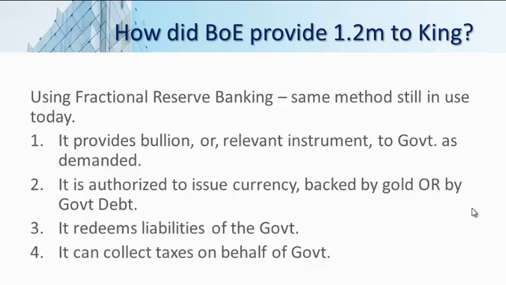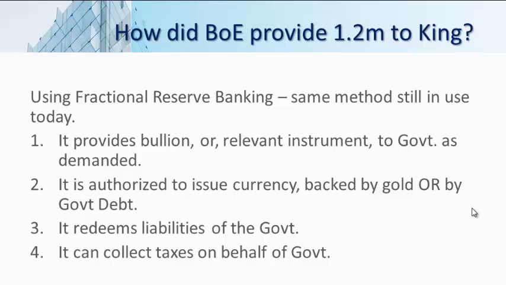So now the king can write checks or can give these notes, and these notes have the property that in principle anybody can take these notes to the bank and get gold for them. This is something that the king cannot do. The king does not have any gold, but the bank does. So that's why this trade can be done.